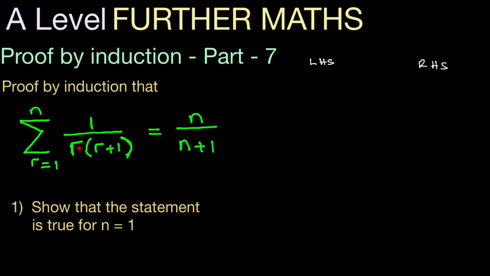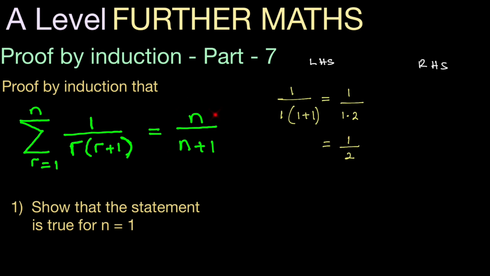Here is the left-hand side. We make r equals 1 because it just goes to 1 for n. We have 1 over 1 times 1 plus 1. That would become 1 over 1 times 2, and that equals a half.